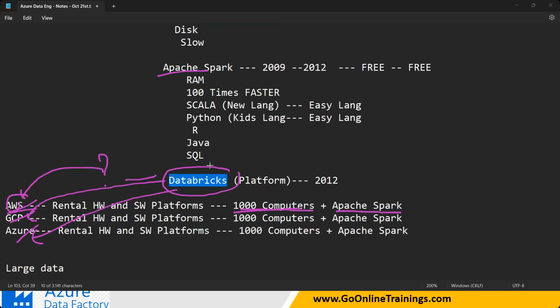Okay, so what is Databricks? It is an agent or a broker or a service which will enable you to set up a bigger computer on top of Apache Spark. Clear? So what is Databricks going to be doing? Databricks is going to be minimizing the work.